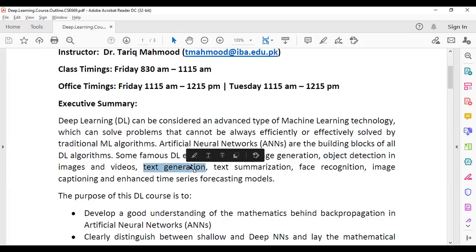Text generation, that is becoming very common these days. I want to be able to generate the next sequence of text, whether it is bioinformatics text, normal text, or any type of textual documents that you are analyzing. I want to be able to summarize the text, like we discussed in the last class. Face recognition, image captioning. That's more of a classification problem, but that cannot be solved by multi-layer perceptrons. That's not in their power to do.